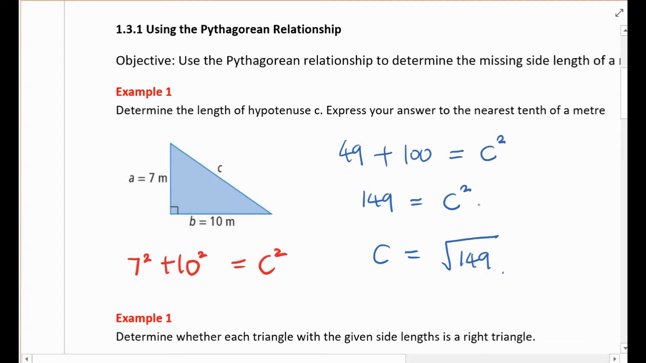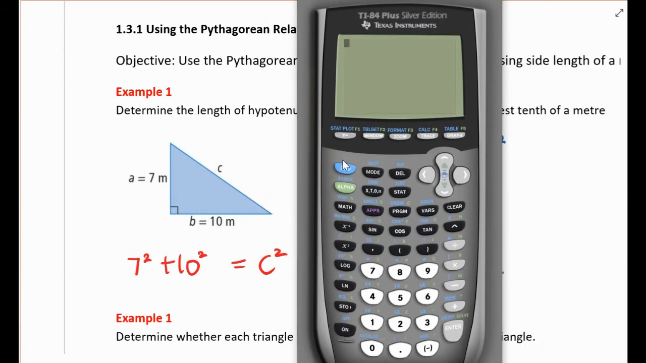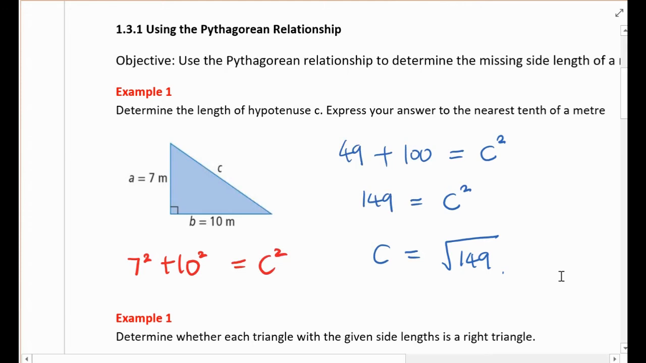When c squared is 149, then c is the square root of 149, and we're going to calculate it using your calculator. The square root of 149 equals 12.2. We round to the nearest tenth of a meter, and tenth is 1 decimal place, so 12.2. We round down because you have 0 here. So the answer is 12.2 meters.